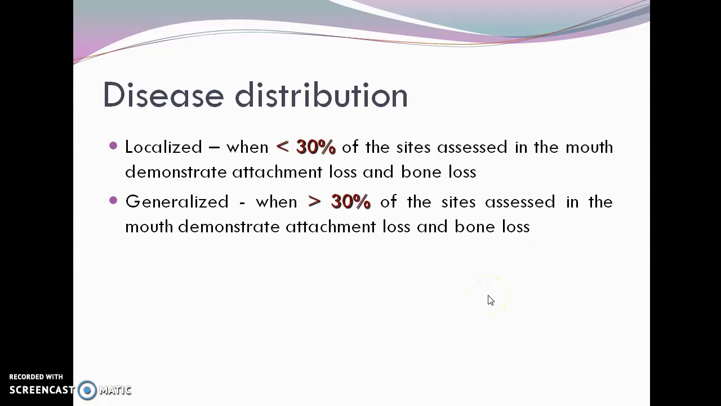Chronic periodontitis is classified based upon distribution as localized and generalized. Localized means that when the sites involved are less than 30% of the total teeth, it is called localized. When greater than 30% of the sites assessed in the mouth demonstrate attachment loss and bone loss, it is considered generalized periodontitis.